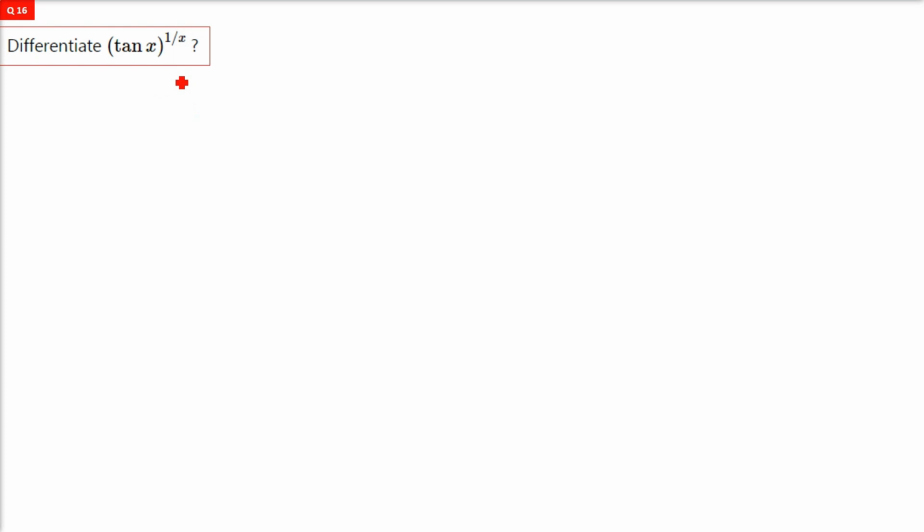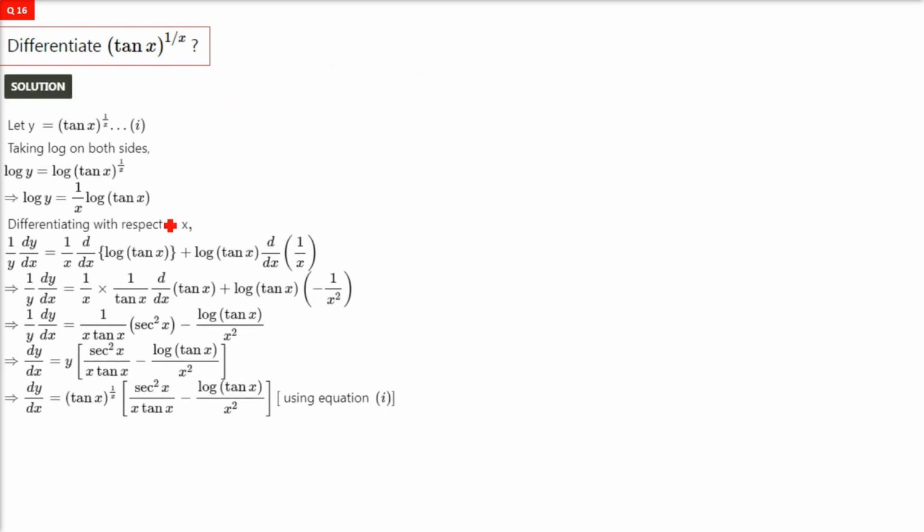Now (10x)^(1/x), we have to differentiate this. This is also a straightforward question, and this is the way you have to solve it. We are going to adopt the same strategy: y is equal to (10x)^(1/x). We'll take log on both sides, not dy by dx, we'll take log. Log y is equal to 1 by x log of 10x.